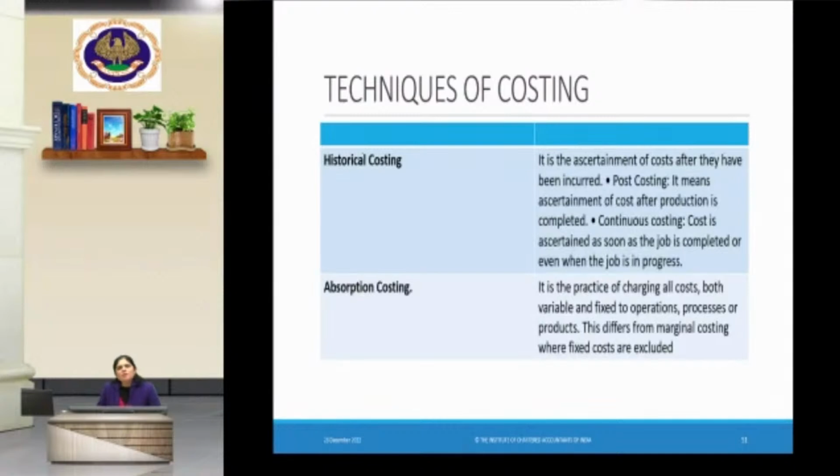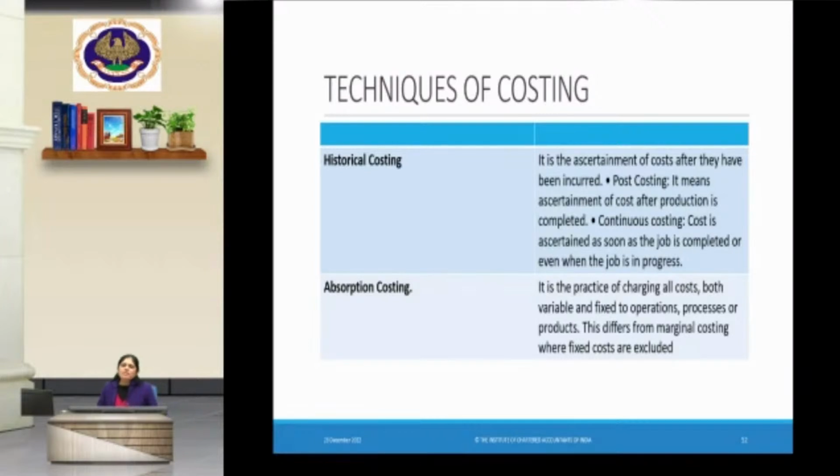Historical costing is all about past data. Historical costing means after the cost is incurred, after I have purchased the machine, I know the cost of the machine. That is historical costing. So historical costing is done after the costs have been incurred. All right. Post costing is ascertainment of cost after production is completed. Continuous costing is ascertained as soon as the job is completed or even when the job is in progress.